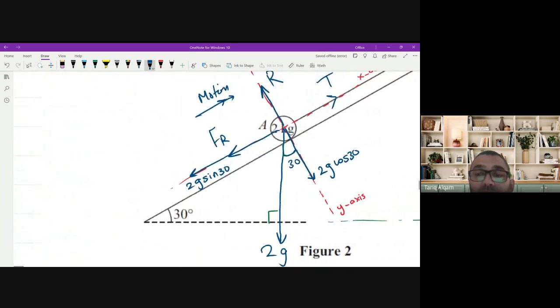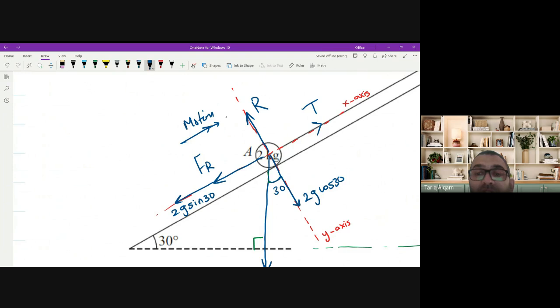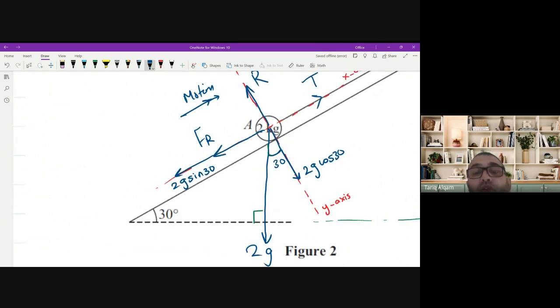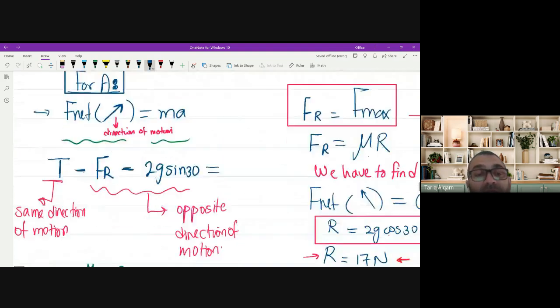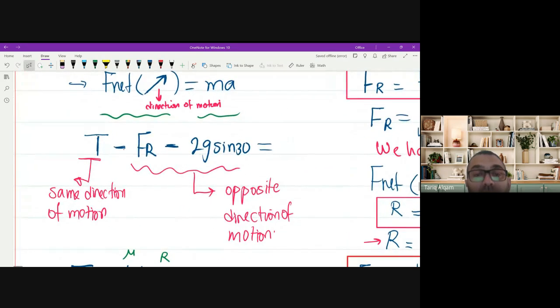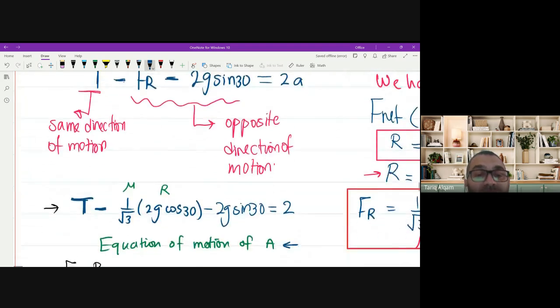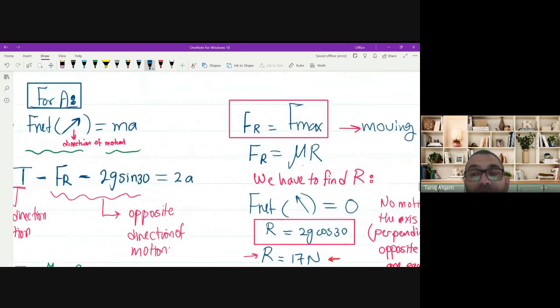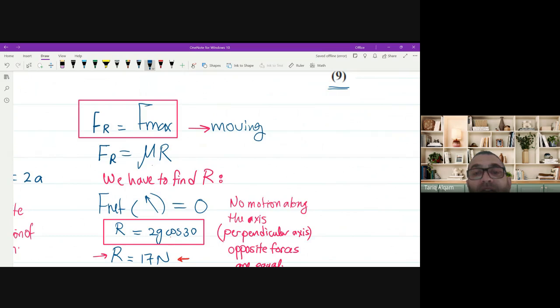Here, for A, the motion is up, tension is in the same direction of motion, so it's positive. Friction and 2g sine 30 should be considered negative. So look at this part: T minus friction minus 2g sine 30 equals the mass, which is 2, times a, which is unknown. Now, since it's moving, guys, remember this: here the friction equals F max, the maximum possible value for the friction.